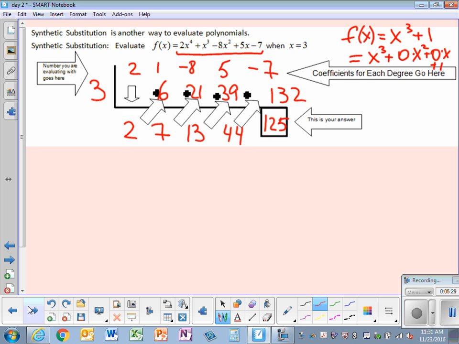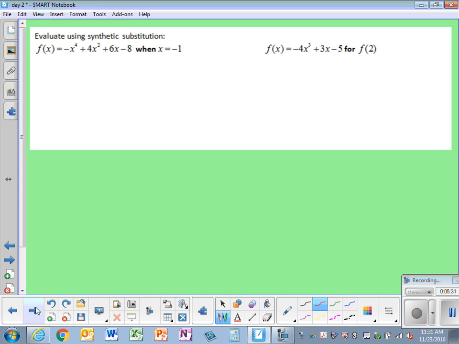Okay, let's practice some more. Evaluate using synthetic substitution. So again, the first thing first, I need to check my polynomial. And you see, I have the exponents ordered x to the power of 4, 2, 1, and 0, which is good, but I have one term missing, right? There is no x to the power of 3. So I will just rewrite it: minus x to the power of 4 plus 0 times x to the power of 3 plus 4 times x to the power of 2 plus 6 times x minus 3.